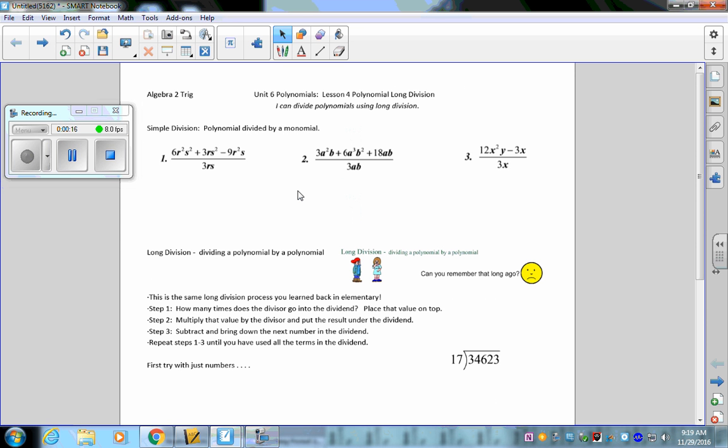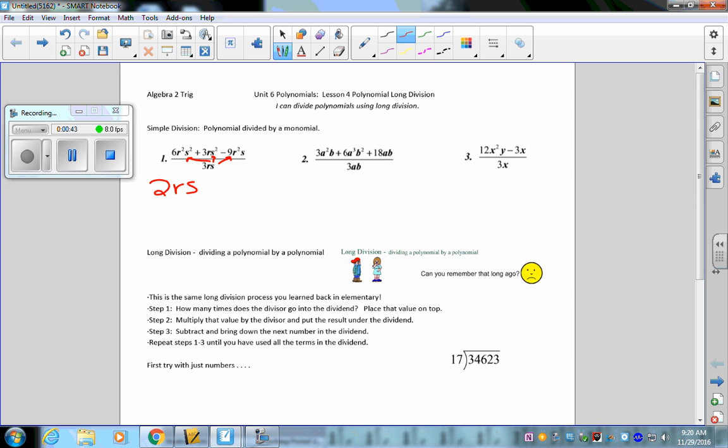So let's start off by just reviewing some division of monomials, meaning one term divided by one term, to make sure we're all clear on those rules. So in this first example, remember if I'm dividing by 3rs, everything in the numerator gets divided by that. And when we divide the coefficients and we divide our variables, the shortcut is to just subtract your exponents. So I'm doing 6r squared s squared divided by 3rs. So that leaves me with 2rs, right?